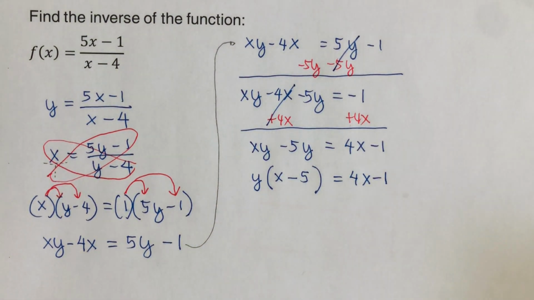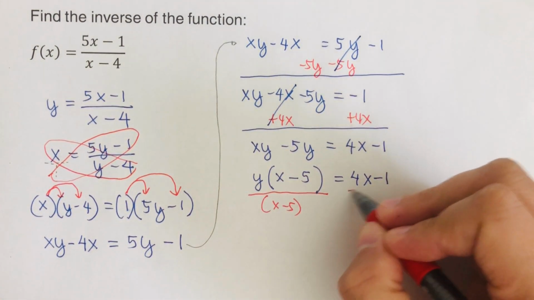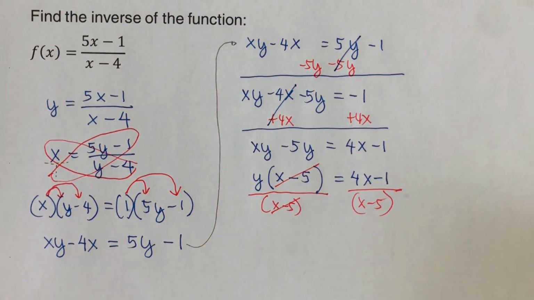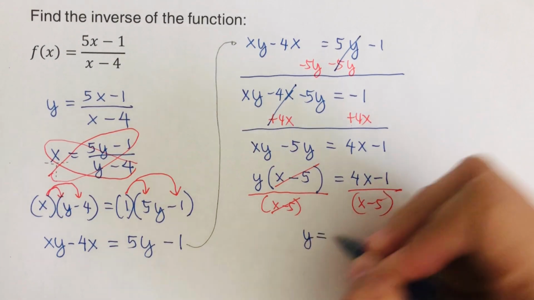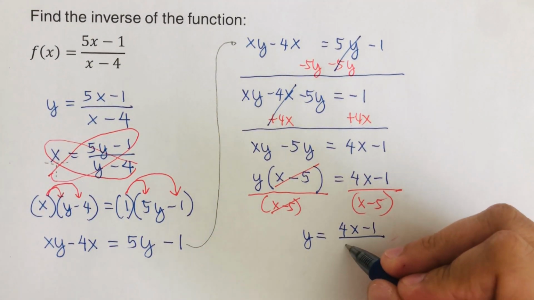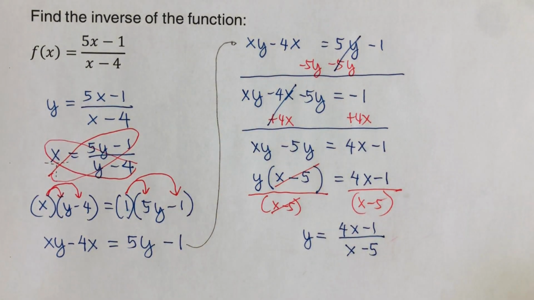Then from here, we want the y by itself. That's part of the second step. So we can divide both sides by x minus 5 and divide this by x minus 5. So then we can go ahead and cross this out. We are left with y is equal to 4x minus 1 over x minus 5. So then from here, we're ready to move on to the third step.